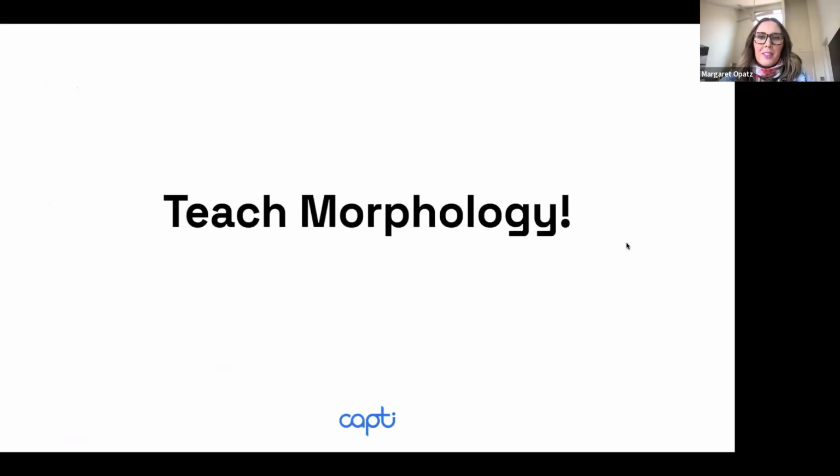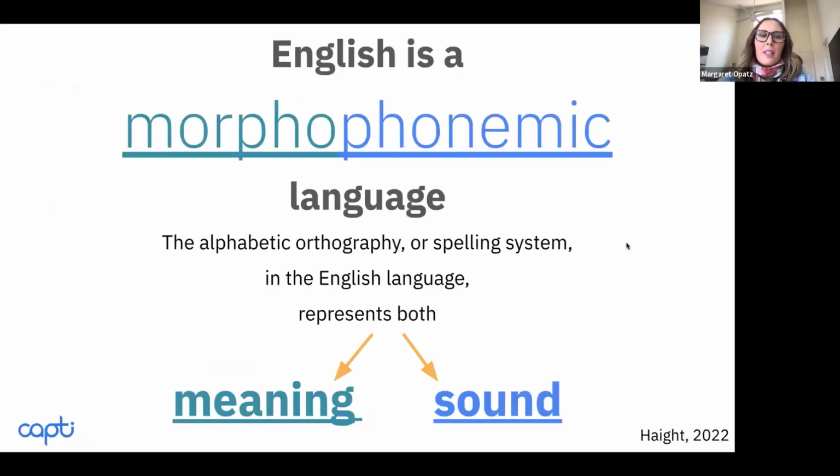And one thing that we can do is teach morphology. You might be asking why, and Sean's kind of already answered part of the why, but a big part of it is because English is a morphophonemic language. So that means that the spelling system, or the alphabetic orthography, in English represents both meaning and sound. So what we can do because of that is teach morphology.